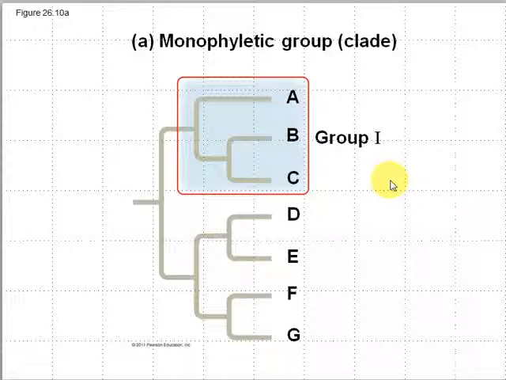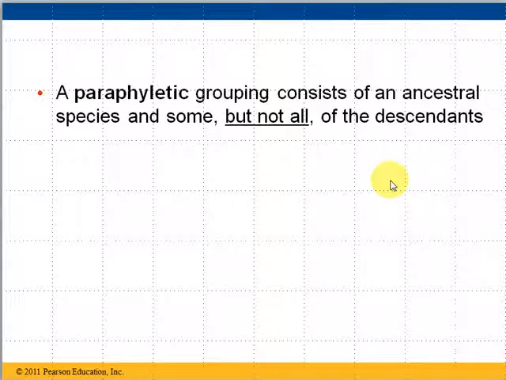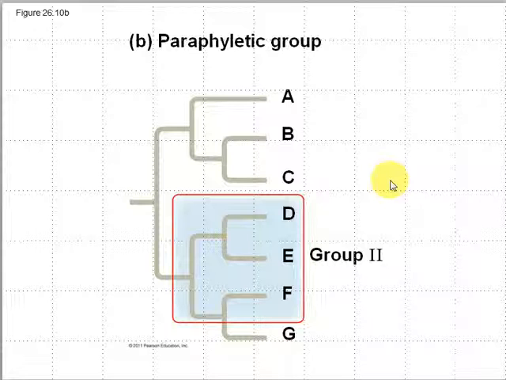Recall that monophyletic comes from the Greek word for single tribe. Another example would be a paraphyletic grouping. A paraphyletic grouping consists of an ancestral species and some, but not all, of the descendants. Paraphyletic comes from the Greek meaning beside the tribe. So here's an example of a paraphyletic grouping. This will be group 2 that we're looking at here. This would include the ancestral species and then some, but not all, of the descendants. This would be a paraphyletic group.